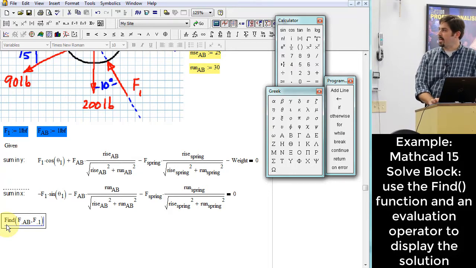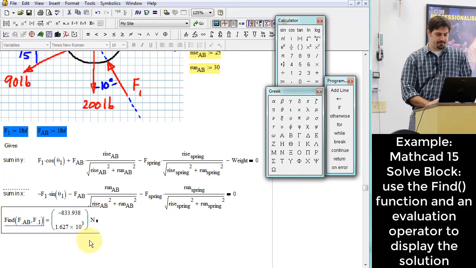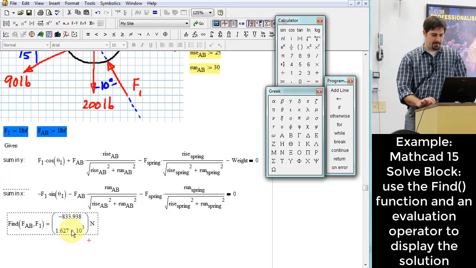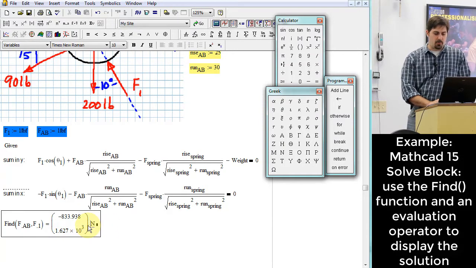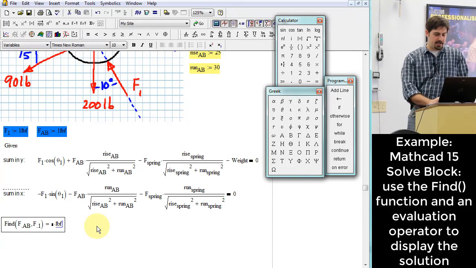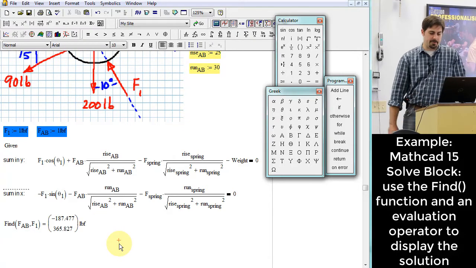Now I'm going to hit my evaluation operator, which is just a plain equal sign. It gives these answers in terms of what unit? Newtons. If I want to be consistent with what it was given in, I can change this to pounds.